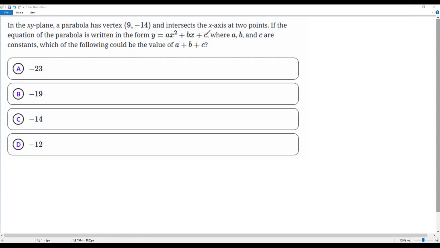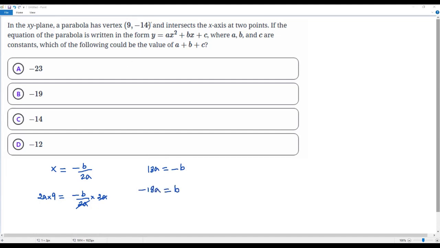When we have a quadratic function in standard form like this one, there is a formula to get the x-coordinate of the vertex, that is negative b divided by 2a. And here the x-coordinate of the vertex is 9. Let's plug in this 9 now for x over here. Then we get 9 equals negative b over 2a. Now let's solve for b in this equation. Let me multiply both sides of the equation by 2a. Then this 2a will cancel out. I am getting 18a equals negative b. Now let's multiply both sides of this equation by negative 1. Then I'm getting negative 18a equals b.